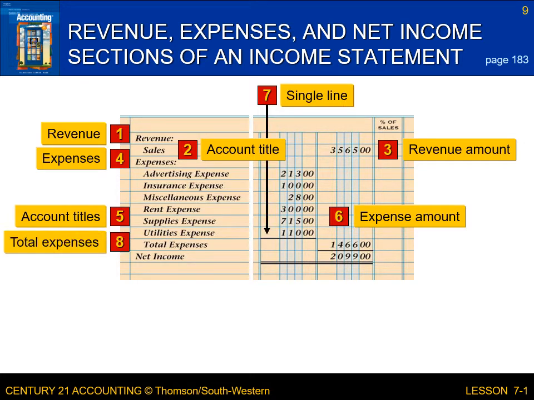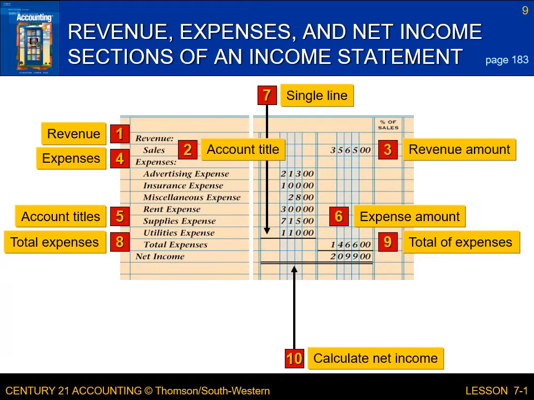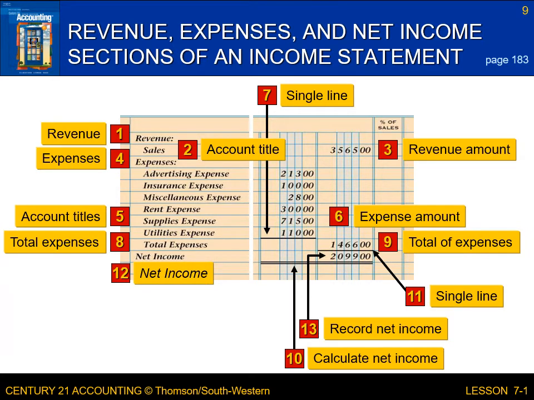single line, total expenses, the number for your total expenses, and then calculate your net income, which is taking your revenue minus your total expenses to get your net income. This number, once you subtract these two, should be the same number of what you found on your worksheet. Single line, and then recording your net income. And then double line to finish.